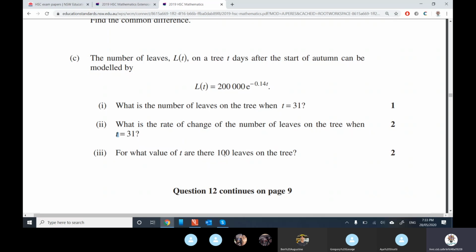For what value of t will there be 100 leaves? This becomes 100. You start solving for t. Divide, log. Cool? But yeah, t equals 0 initially. If you ever said it, that's usually to find this number here. I've already found that number for you. So no, you just sub it in.